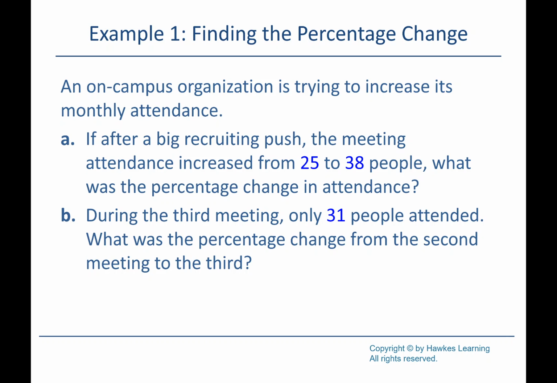So first we just subtract the two numbers. I'm even going to be lazy and just do 25 minus 38, but we've got to take the absolute value and get the absolute change. So 25 minus 38 gives me negative 13, but we want positive, so 13, my absolute change.